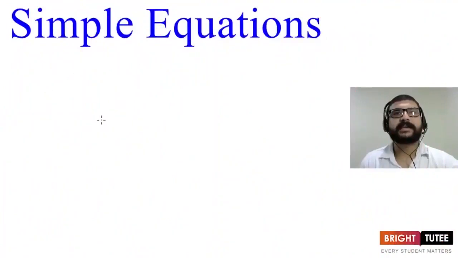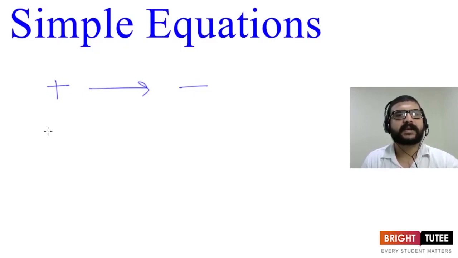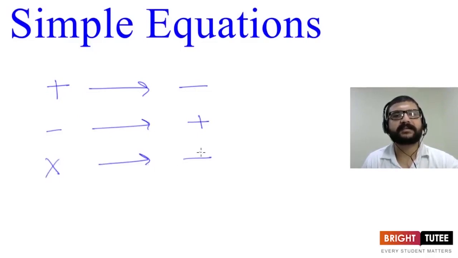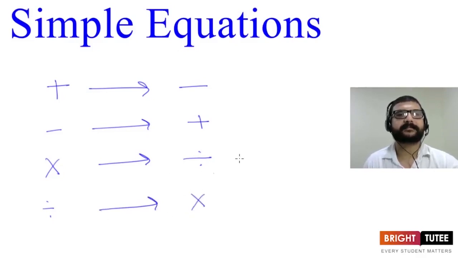Hello students. In the previous video we have learned how we can solve equations by transposing numbers from one side of the equation to the other side of the equation. We have seen that addition is changed into subtraction while transposing. Subtraction is changed into addition, multiplication into division, and division is changed into multiplication. So by using all these operations we have seen how we can solve an equation, and after that we have seen how to form an equation when the solution is already given to us.